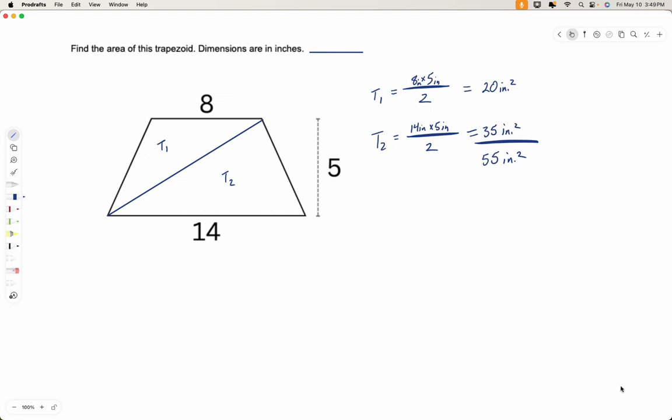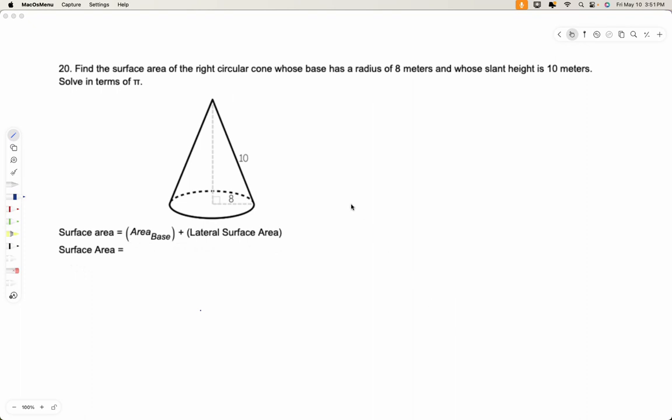All right, last problem. Here we're supposed to find the surface area of the right circular cone whose base has a radius of 8 meters. And it tells us that the surface area is equal to the area of the base plus the lateral surface area. The only thing we don't have is a lateral surface area formula. Well, actually we do. I gave it to you, just like I gave you the area of the base. So let's find the area of the base first. Area of the base is a circle.